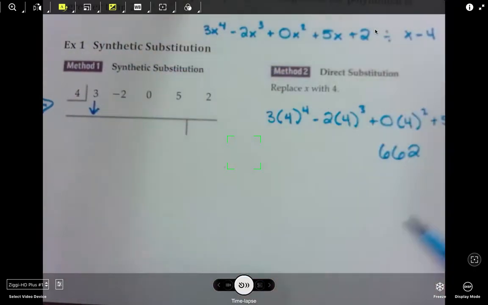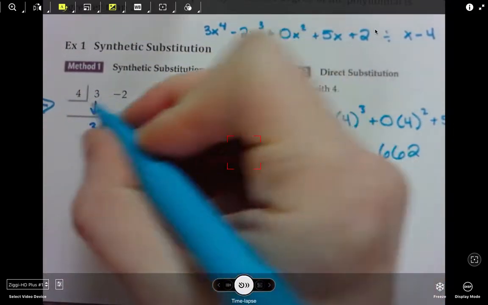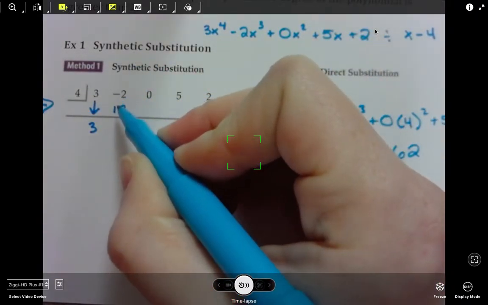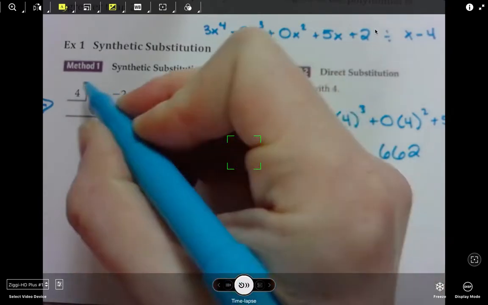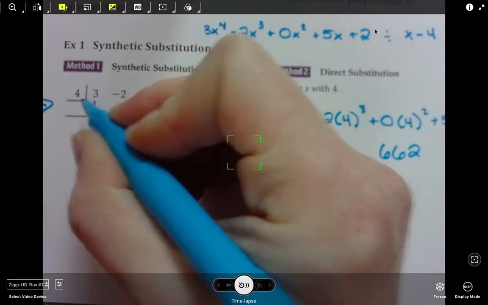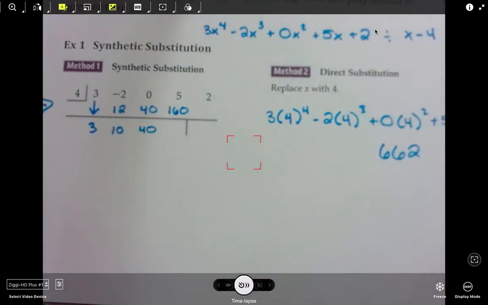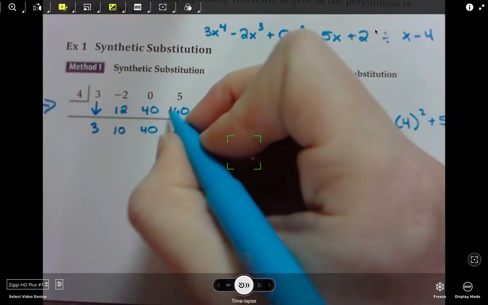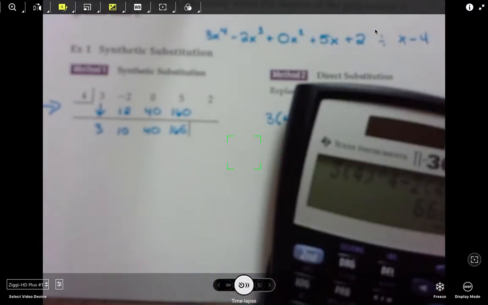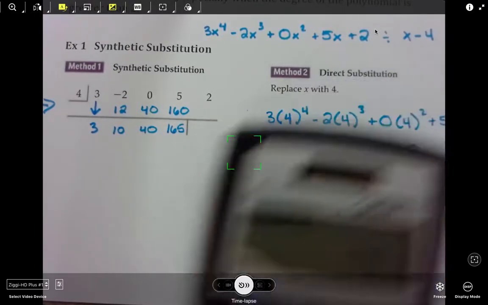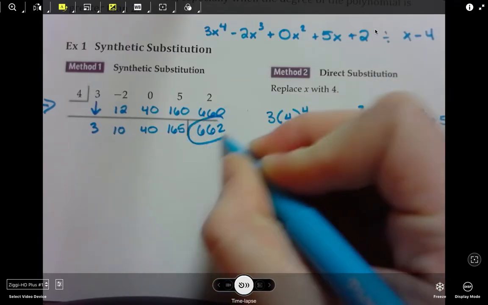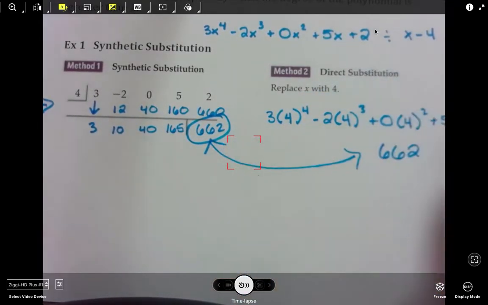So let's go ahead and do this and see what we get. We're going to drop that first number down, and that is a 3. 4 times 3 is 12, and I don't have to flip the symbols. Negative 2 and 12 give me 10, and 4 times 10 is 40. 0 and 40 give me 40, and 4 times 40 is 160. 5 and 160 is 165. If I multiply 165 times 4, that is 660. And if I add that, that's 662. And look at that, those two things match up with each other.